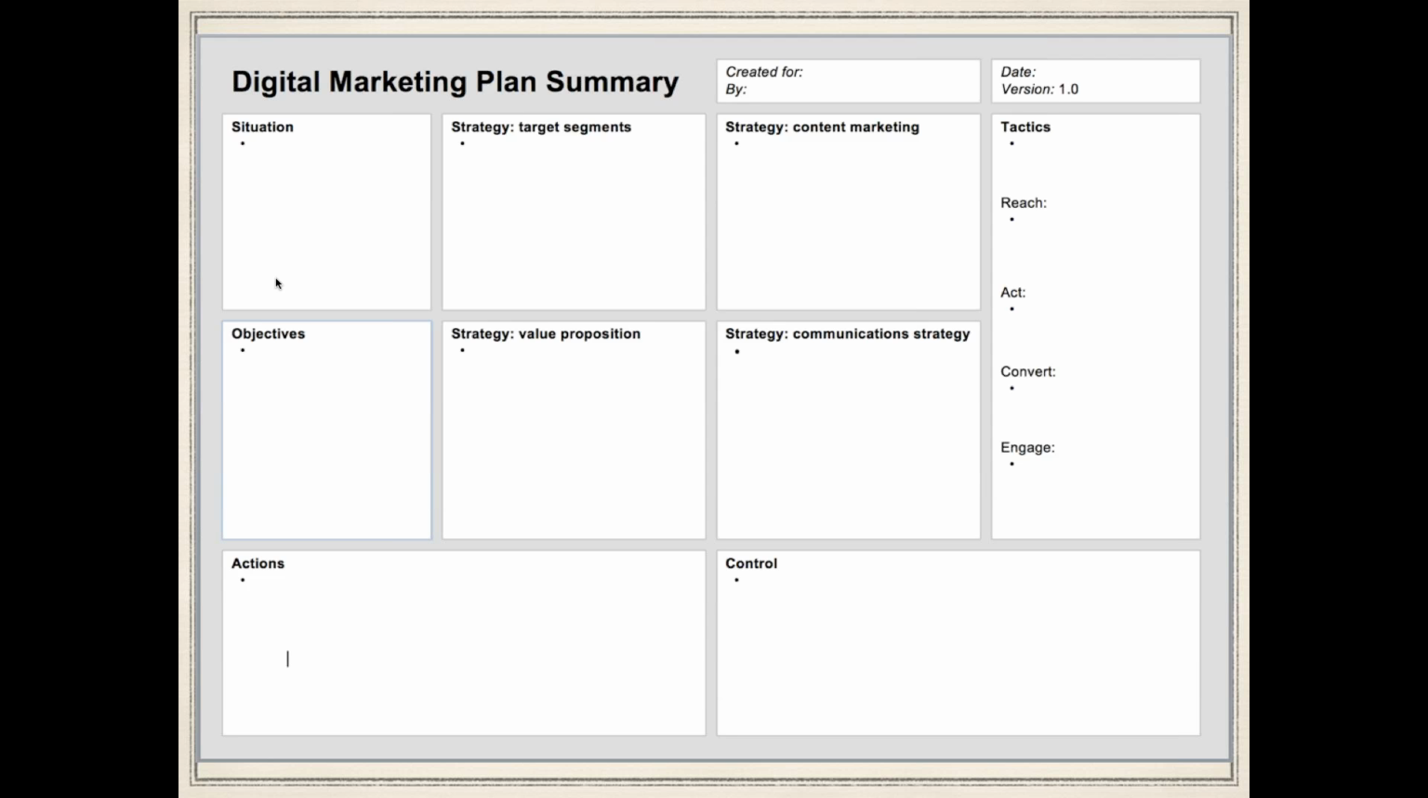Looking at the canvas itself, you see it's broken out into nine boxes. I like to break these nine boxes out into sections. If we look at the first two vertical boxes on the left, which are situation and objectives, they go hand in hand.